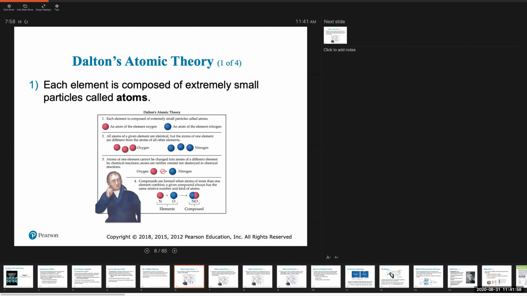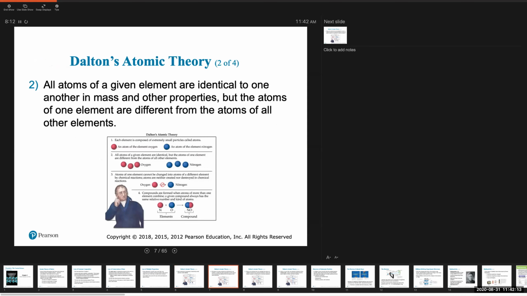Okay, so here's his theory. Let's talk about that for a moment. Each element is composed of extremely small particles called atoms. Okay, that sounds good. All atoms of a given element are identical to one another in terms of mass and other properties. But the atoms of one element are different from the atoms of all other elements.